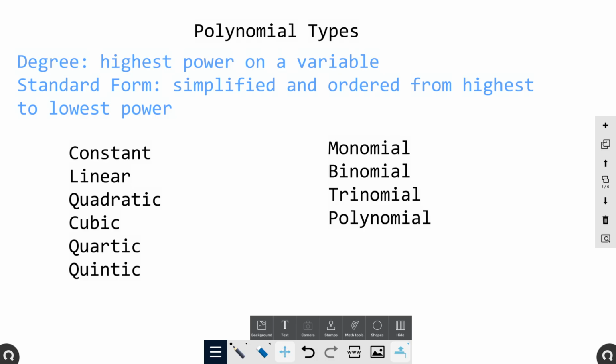So Math 3, starting off with our polynomial types that we have. And you guys probably remember a lot of these names, don't you? Let's hope so. So first off, you'll hear me say degree a lot. Degree is the highest power on the variable, and the names on the left side refer to the degree. So when you see the word constant, it's just a number with no variable.